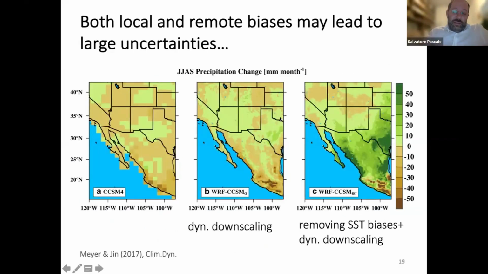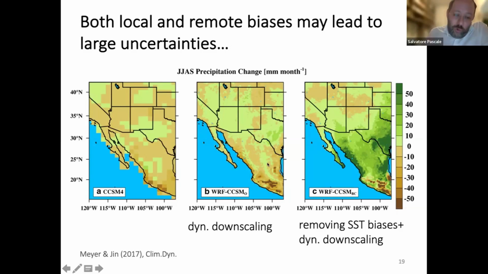Also, if you combine sea surface temperature biases and, let's say, coarse resolution biases, those effects can combine in an uncontrolled way. This was shown by Meyer and Jean in 2017, where they took first a global coupled model and did the projection for the future. They observed some reduction of precipitation. Then they downscaled the model, so they had the proper representation of orography and the Gulf of California. And you see that already the response starts changing. You don't see anymore any decrease of precipitation in the southwestern US.